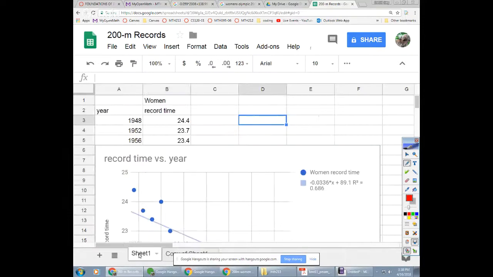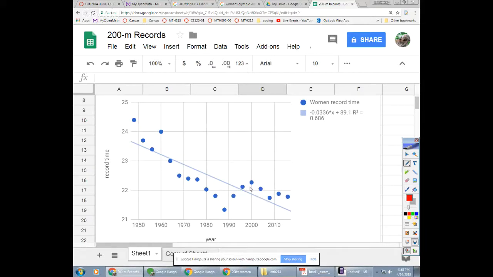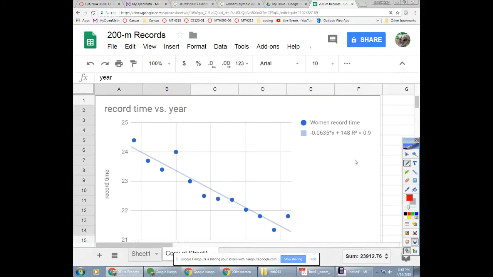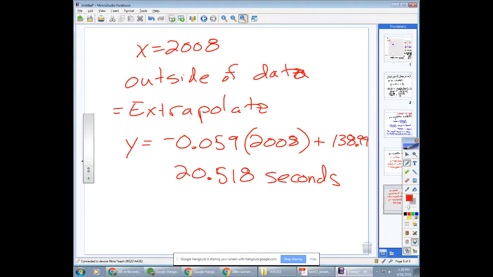When we add in the extra data, we're not dropping anymore, really. We're just kind of stuck around 22 seconds. Then that skews the line to be less steep than it was before. Okay, so now the computer says, well, a slope of negative 0.0336 is better. They give an extra piece of information, called r squared. They're saying r squared equals 0.068 when I include all of the data from 1948 on. When I include just the data up to 1992, they give me an r squared of 0.9. Let me explain what that means quick, and then we'll move on to another example.